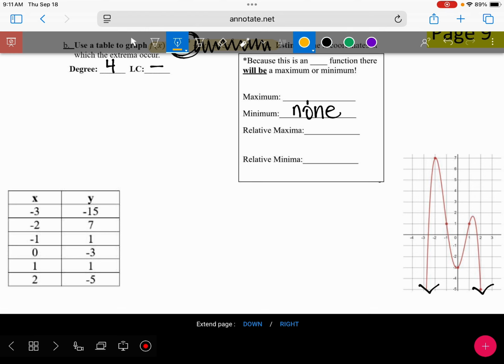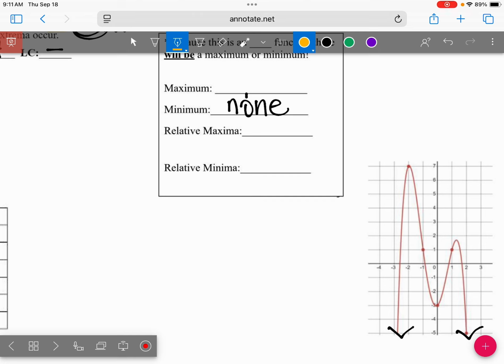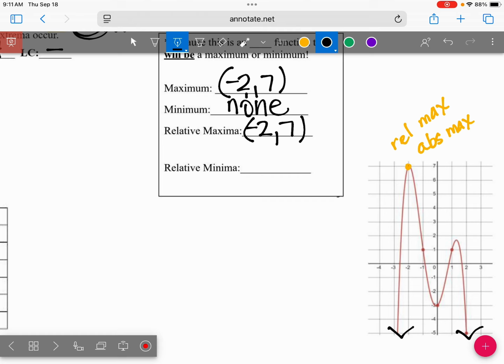So this one, I'm going to put this one in yellow. This point would be a relative max, but it's also going to be our absolute max. So we have to put that ordered pair in 2 places. Okay? So that point looks like it's at -27. So I'm going to put that here, but I'm also going to put it here. Here and here.